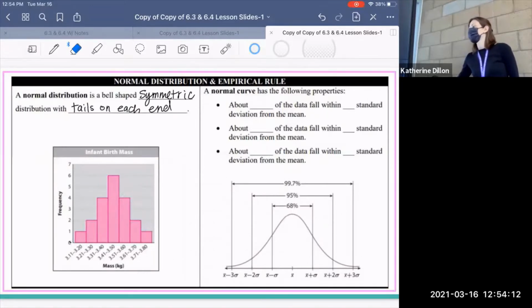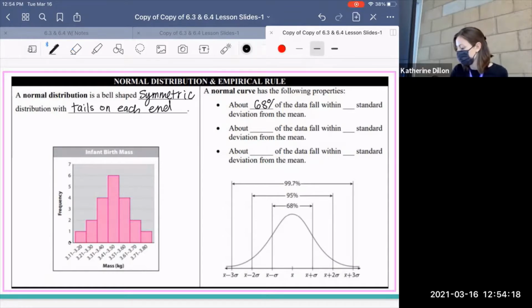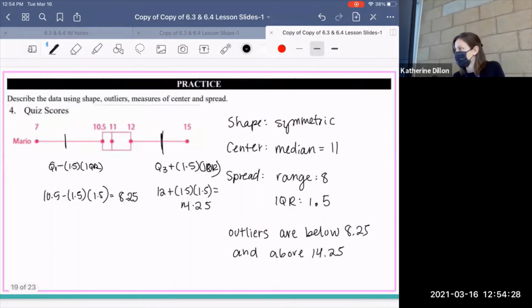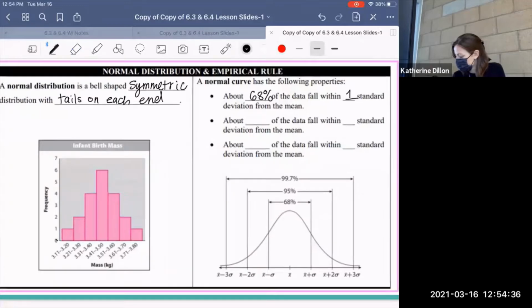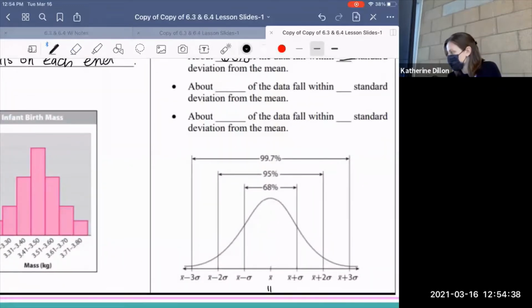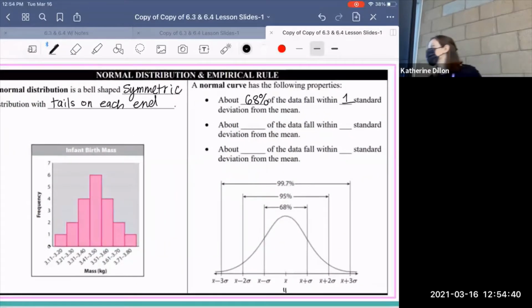Okay. A normal curve has the following properties. About 68% of the data will fall within 1 standard deviation from the mean. I'm going to look back over here at our box plot. We don't have the mean, but I'm assuming because it's symmetric, it's somewhere around the median. So I'm just going to label that just so you guys can see. You do not need to label yours.